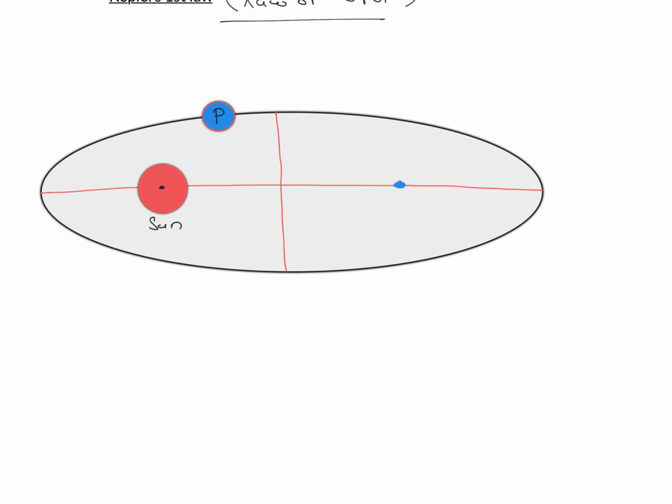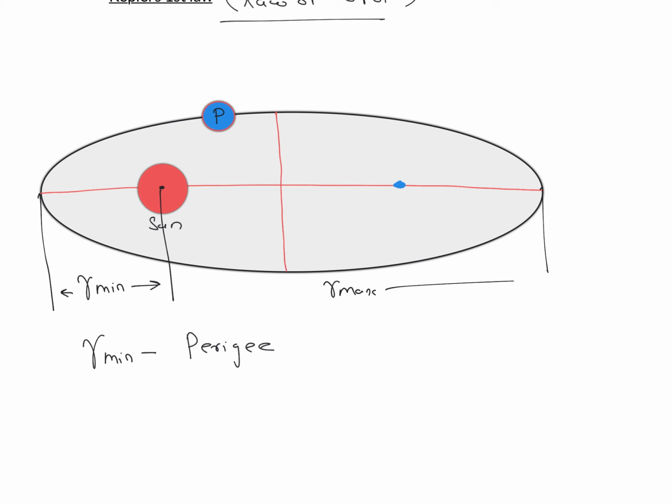Now just remember that when the planet is over here, the distance between the sun and the planet is minimum. The minimum distance between the sun and the planet is known as perigee. And likewise, if the planet is somewhere over here, then this is the maximum distance between the sun and the planet. This we can take as r max, and this maximum distance is also known as apogee.